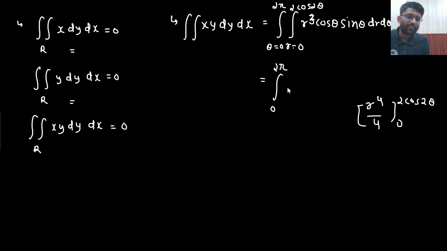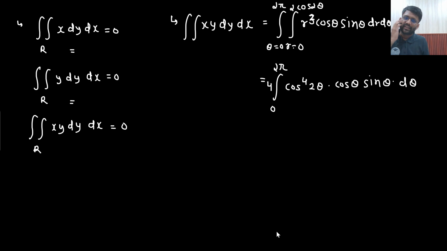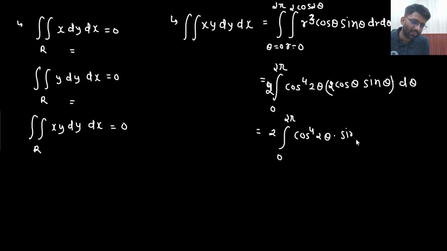So the 4 will come outside: cos to the power 4 of 2 theta, cos theta sin theta d theta. Now cos theta sin theta is there, no? So in place of this 4 I can make it 2, and this 2 I can put here as 2 sin theta cos theta. That is nothing but the integral from 0 to 2 pi of cos to the power 4 of 2 theta, sin 2 theta d theta.